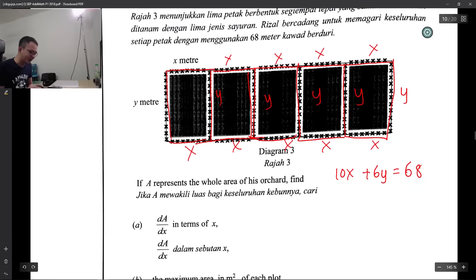And then I need to find the area of the whole area, right? That means I need to add 5 rectangles. Each rectangle's area will be xy, and I have 5 of them. So the area should equal 5xy.